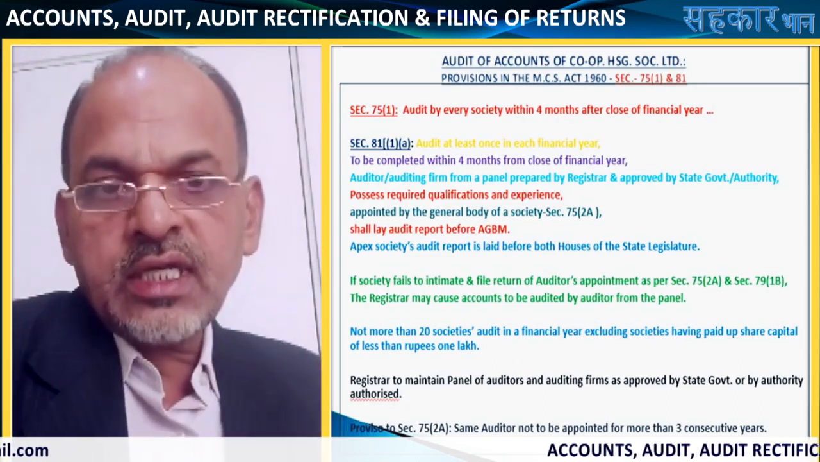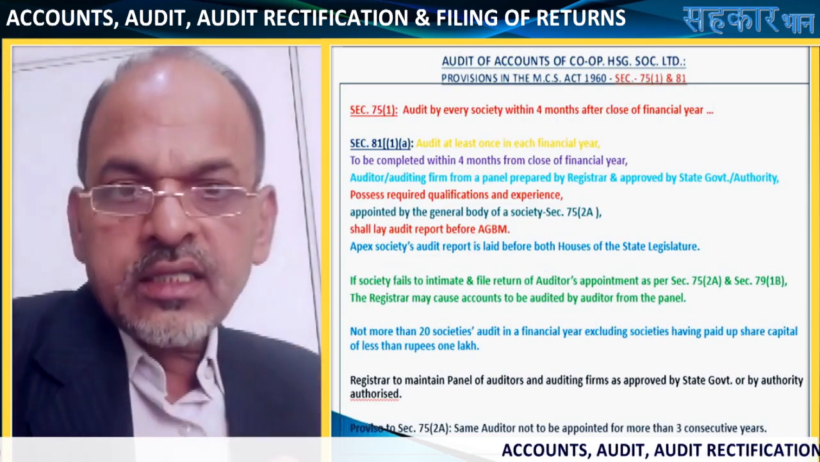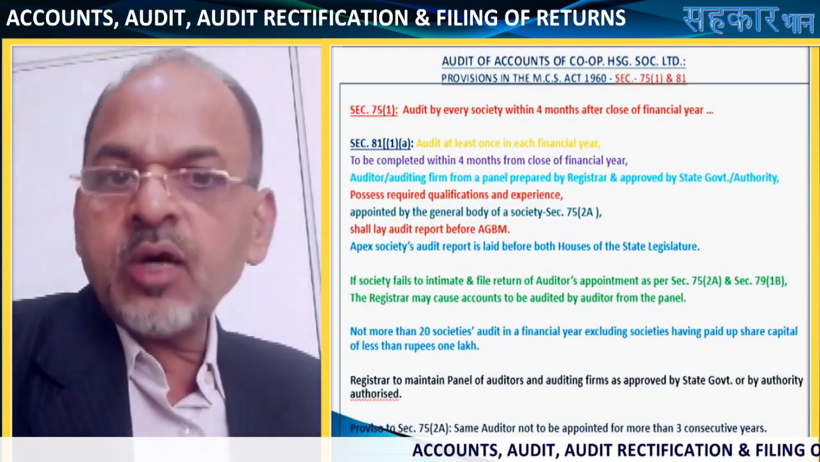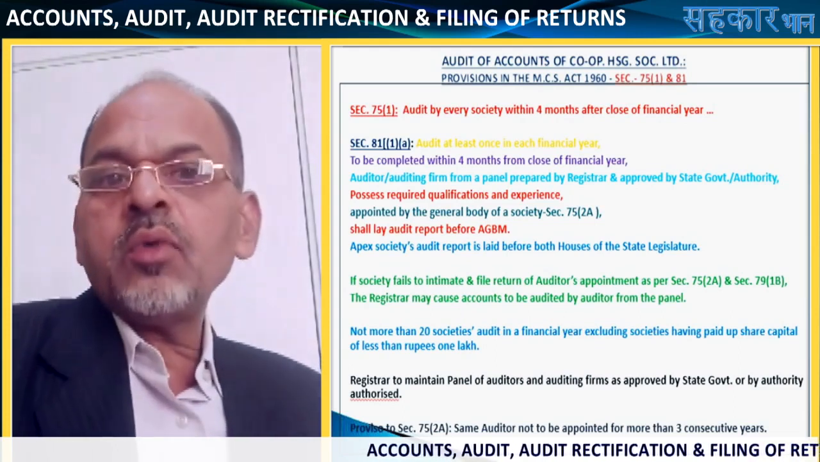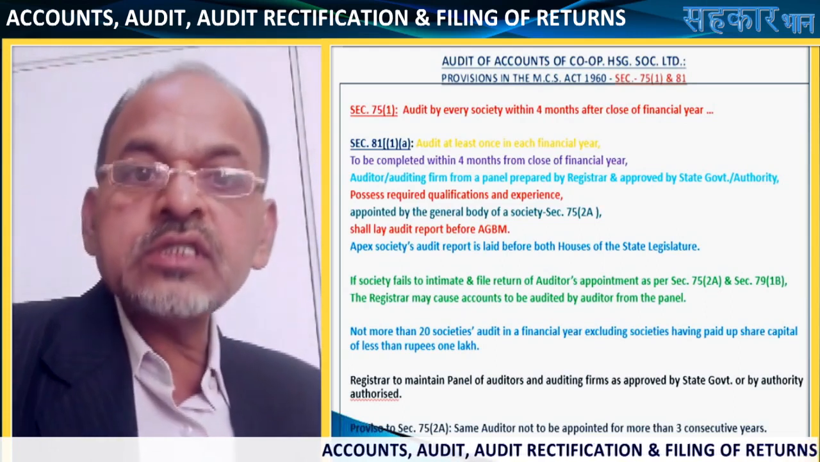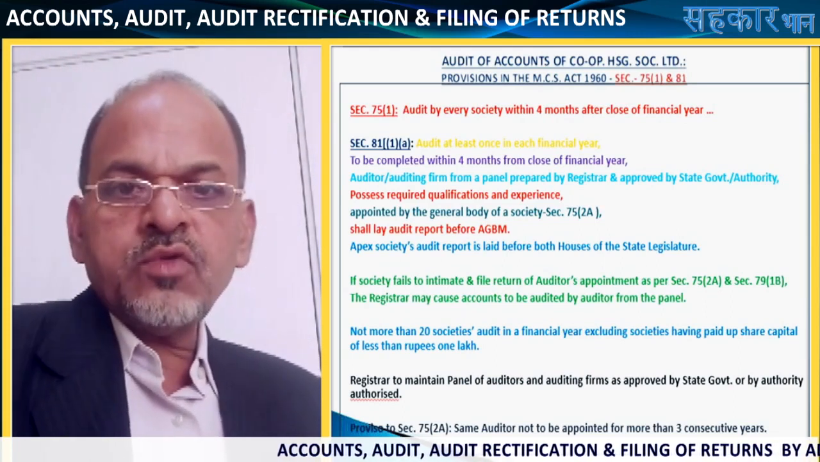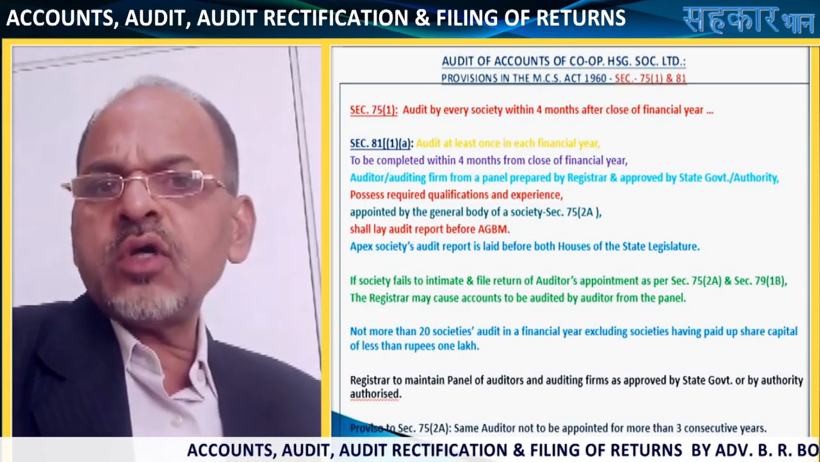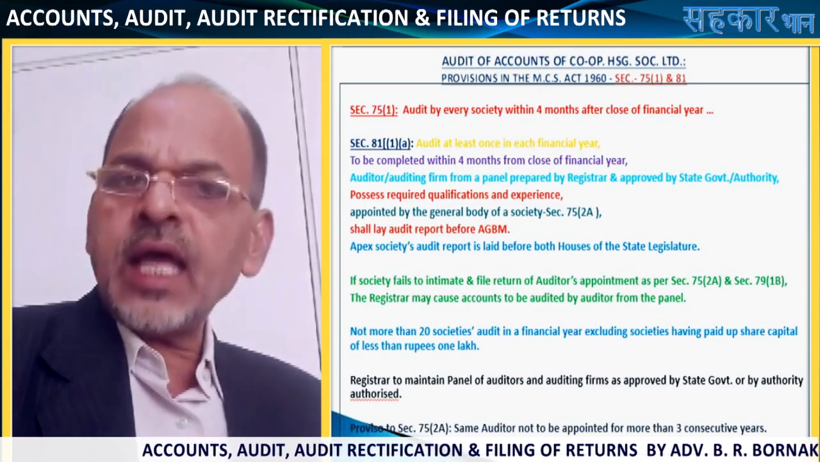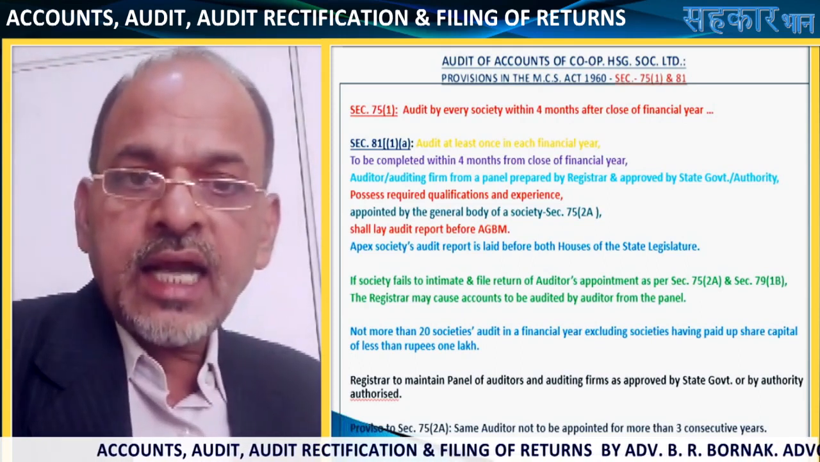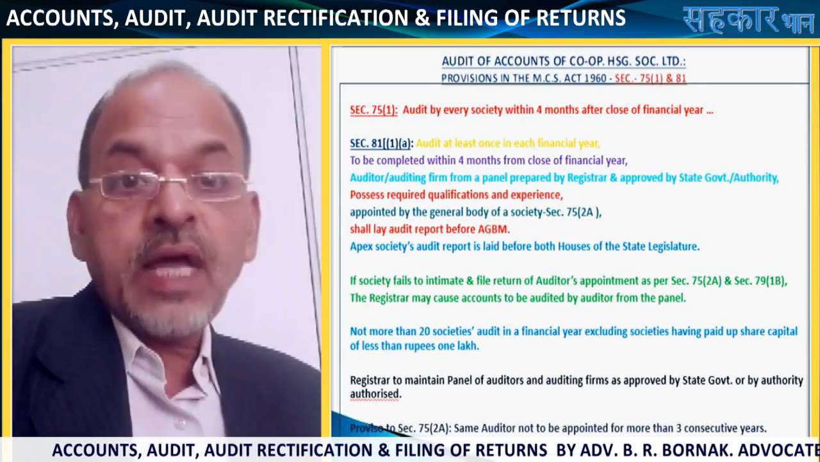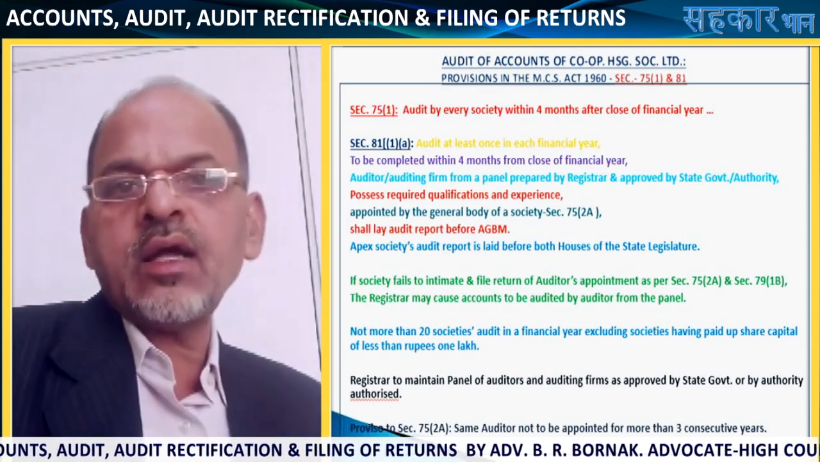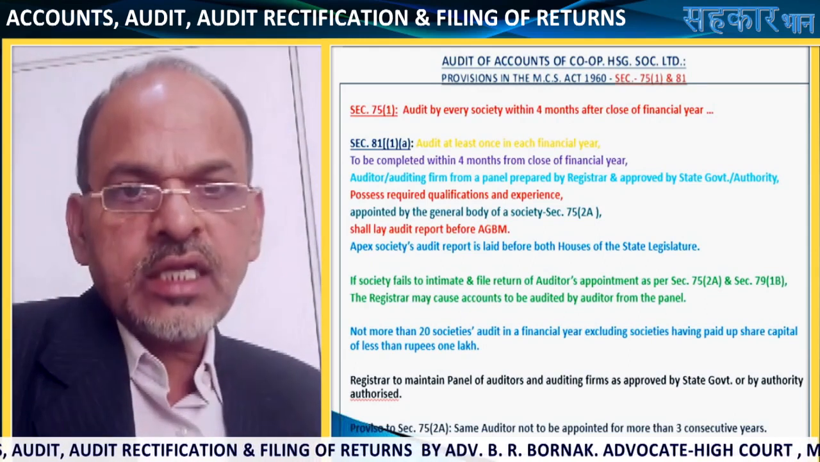See, here the provision is for 3 consecutive years, but in the bylaws it is for 2 consecutive years. Now this is the act, these are provisions in the act, and the act prevails over the bylaws. That is why we will take this provision that the auditor can audit the same society consecutively, not for more than 3 years. Means consecutively for 3 years only one person can be appointed as auditor of the society.